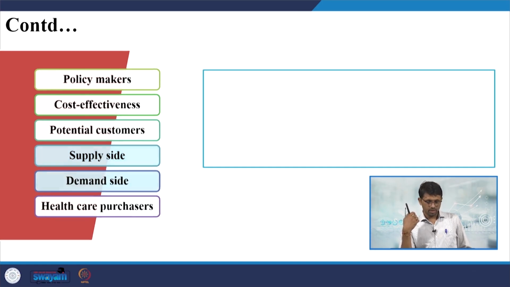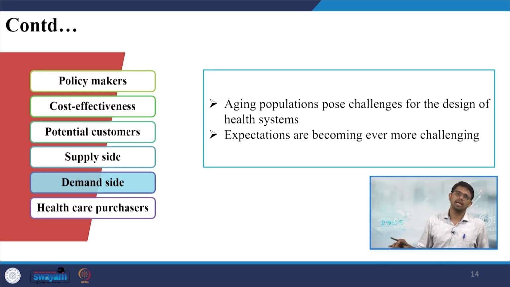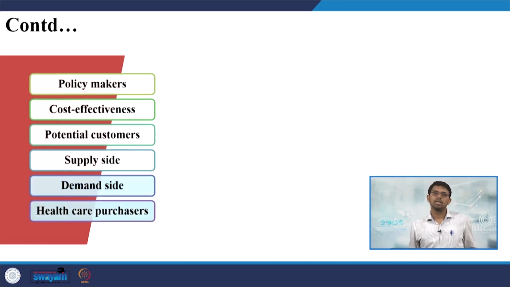And there is a demand side perspective as well. An aging population poses particular, typical challenges for the design of healthcare systems. Some healthcare systems might require modifications, and since society is aging day by day, a number of developed countries have already experienced the problem of aging, and there is natural occurrence of diseases which requires further attention from the supply side. Hence, the demand side matters since it is posing certain requirements. Expectations are becoming even more challenging and difficult to deal with.